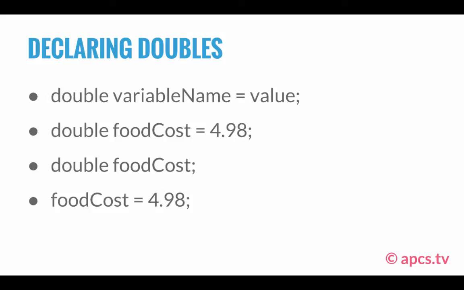So double food cost equals 4.98 semicolon. So semicolon at the end. Double is the type. Food cost is the variable name, which is an identifier, and 4.98 is the value of the food cost variable, which is a double. Again, alternatively, instead of declaring the value from the get-go, I could say double food cost to initialize the food cost variable, which is a double, and then later in the program I could give a value to the food cost double variable as 4.98.